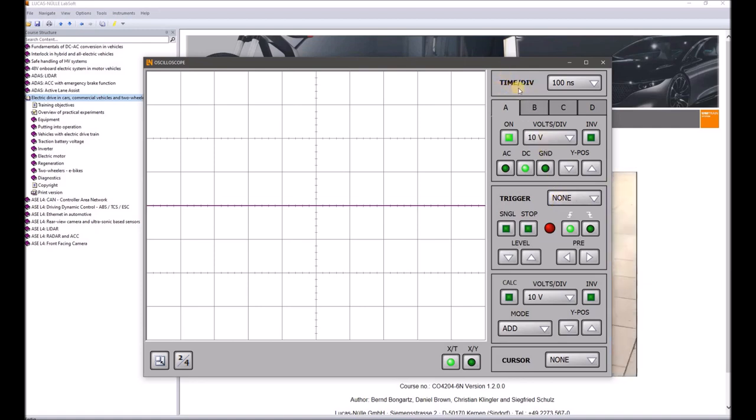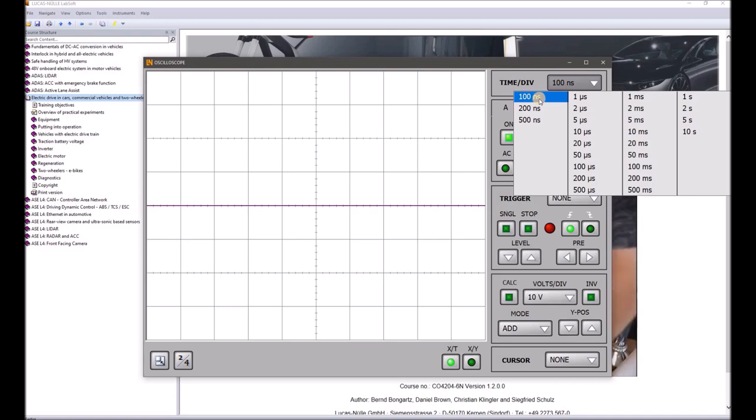First is the time division, that means the time which passes by for each division. A division is this one here, from that to that: one division, two divisions, three divisions, four divisions, five divisions and so on. With this adjustment, it means that from here to here this shows a time of 100 nanoseconds, and we can now change this from 100 nanoseconds to 1 microsecond, millisecond, up to 10 seconds.